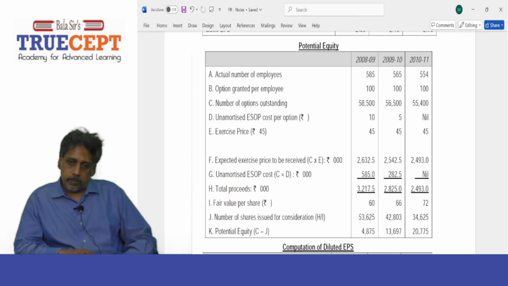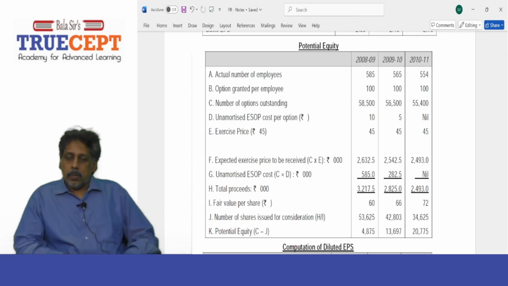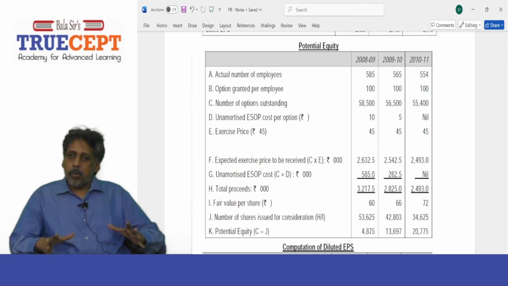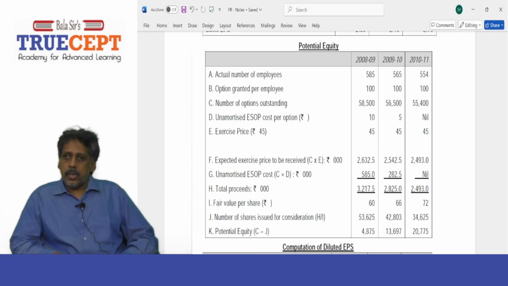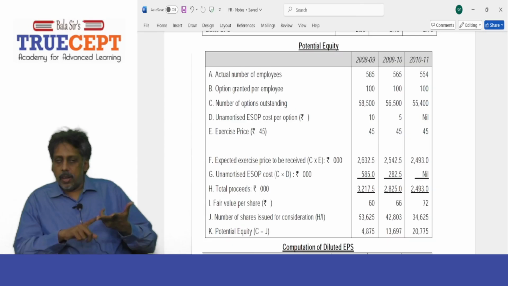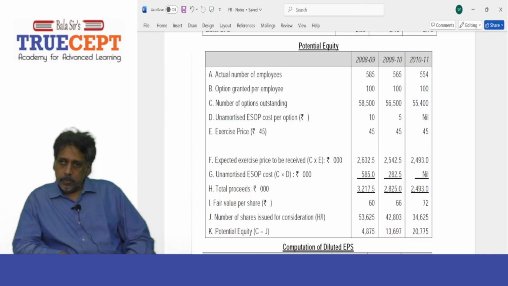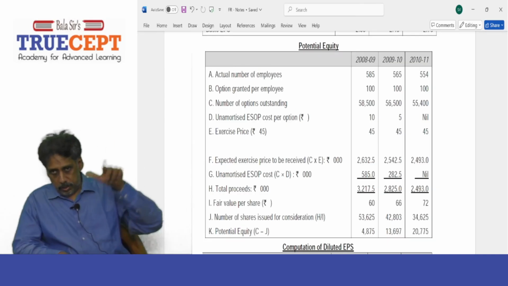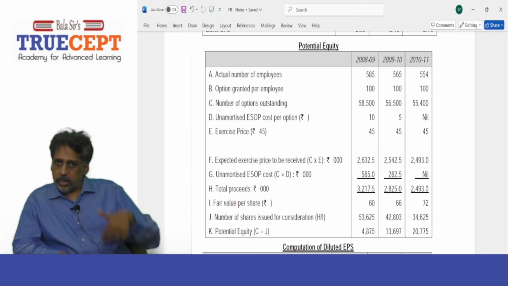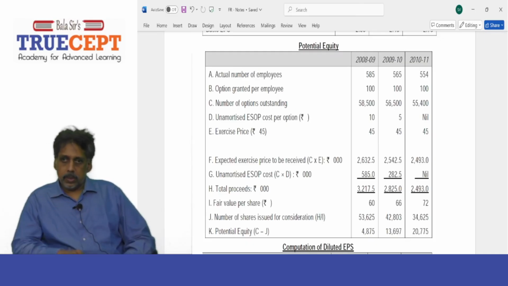The next line, the total proceeds. That means the total amount collected by the company, adding both 45 plus 10, right? 55 rupees into 58,500. How much do you get? It's 32,17,500. They're adding the two numbers. For the second year, it is 28,25,000. Then third year, 24,93,000. Now check this.